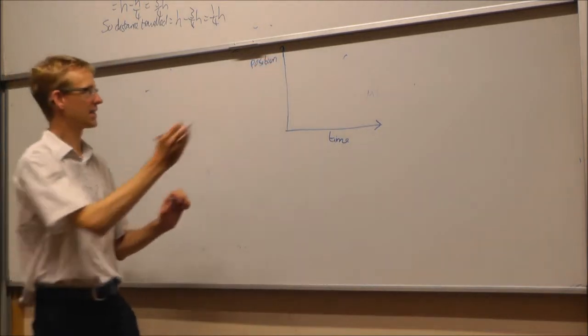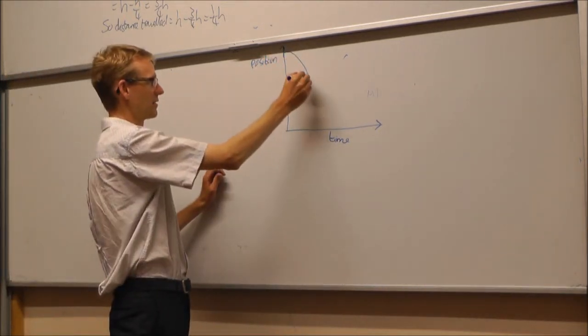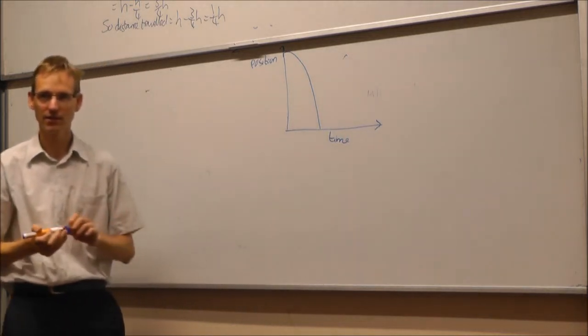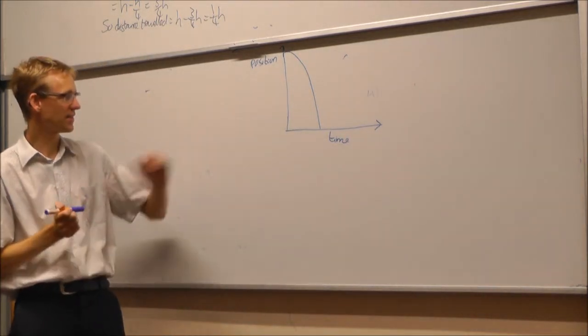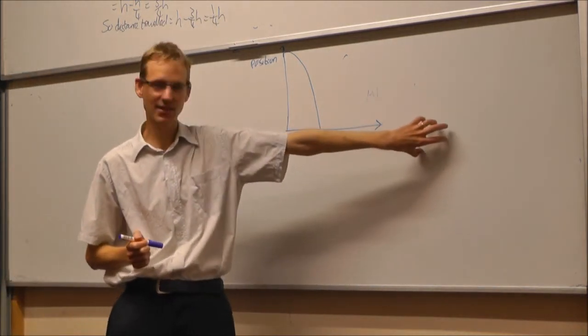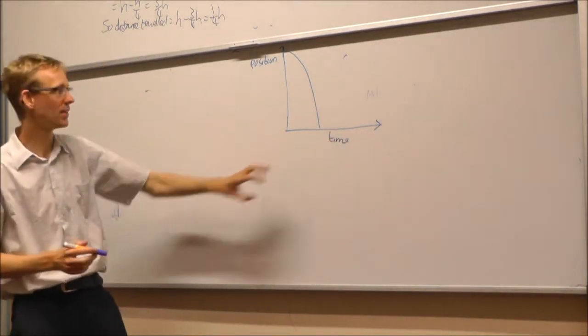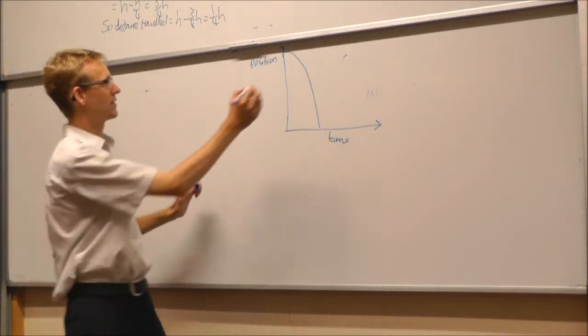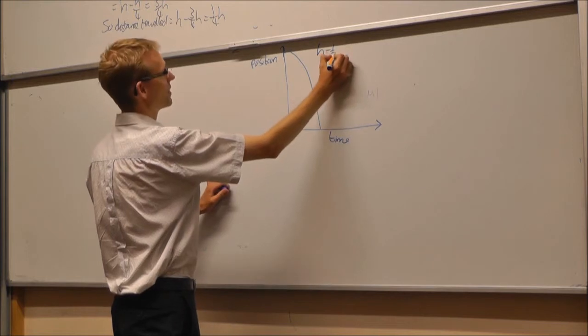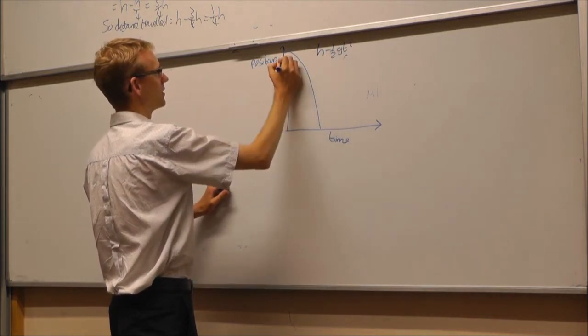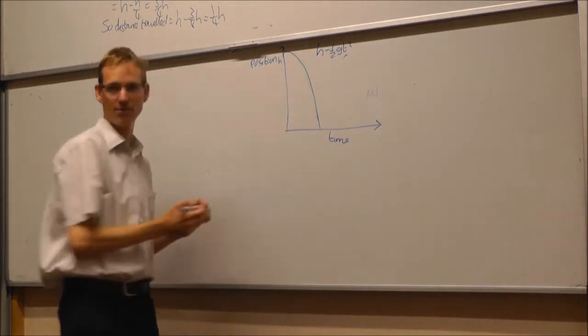So ball X is going to move like that, a parabola downwards. So this isn't position along the x-axis, this is time. But this is going at h minus half gt squared. So this is a parabola like that.